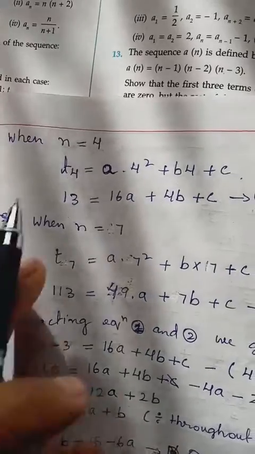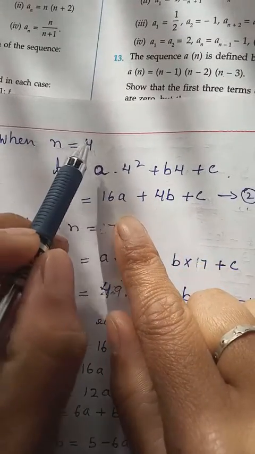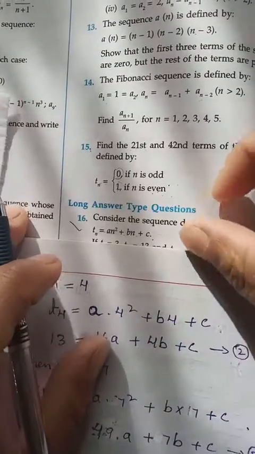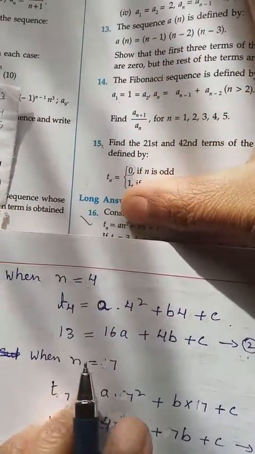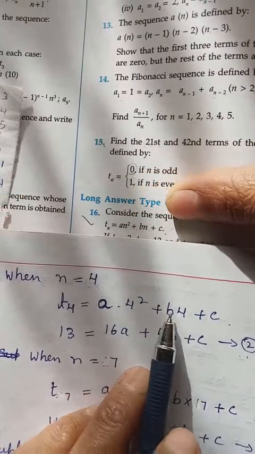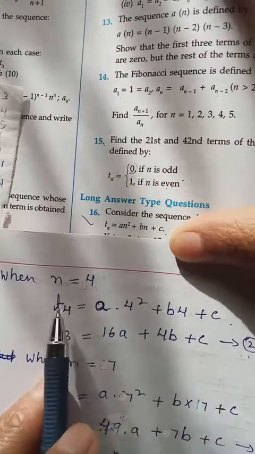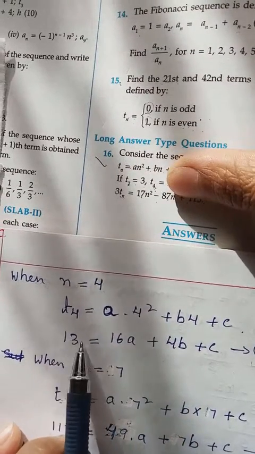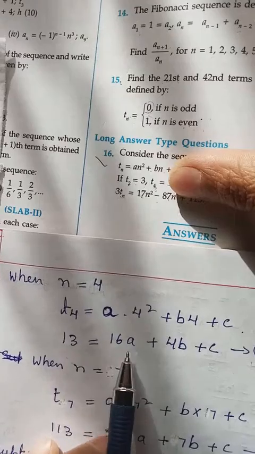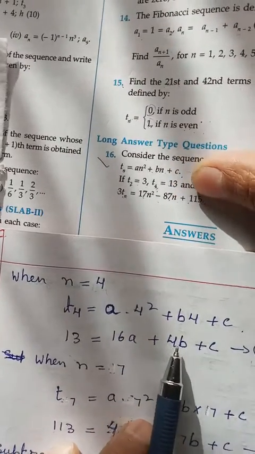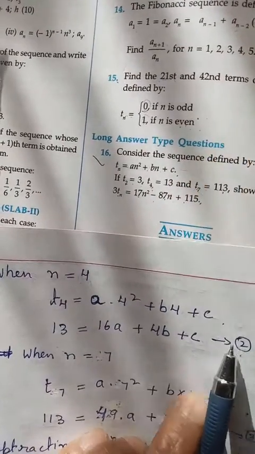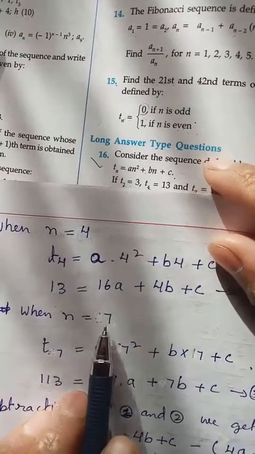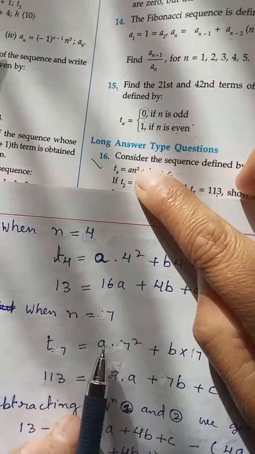Then again, because they give us T4, in place of n we can put 4. Replace in the general one. It will become A times 4 squared plus B times 4 plus C. T4 is already given from here equal to 13. We can put 13. 4 into 4, 16A plus 4B plus C. We cannot do anything. Name it as equation 2. Then we have T7. So in place of n we can put 7 in the general one.